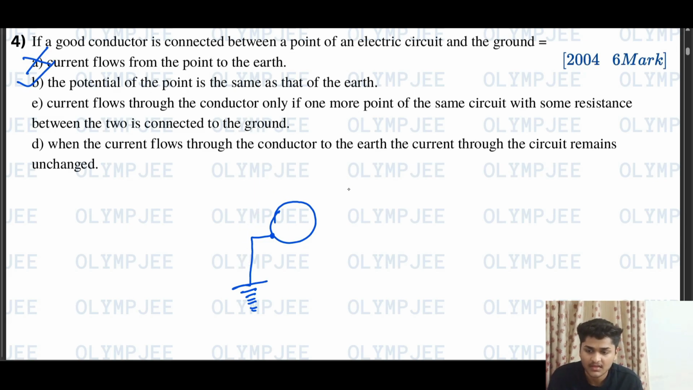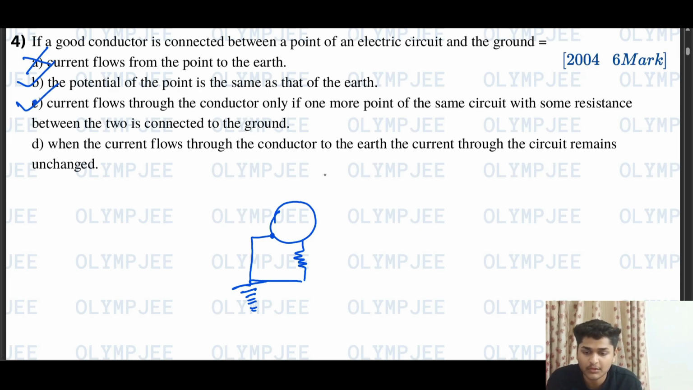And the third option says current flows through the conductor if and only if one or more point of the same circuit with some resistance between the two is connected to the ground. This is correct, because we know that for the current to flow, we need to have a closed circuit with some resistance between them, so that there is potential difference between this point and this point, right? Then only the current will flow. So connecting one more point to close the circuit is important with some resistance. So option C is also correct.